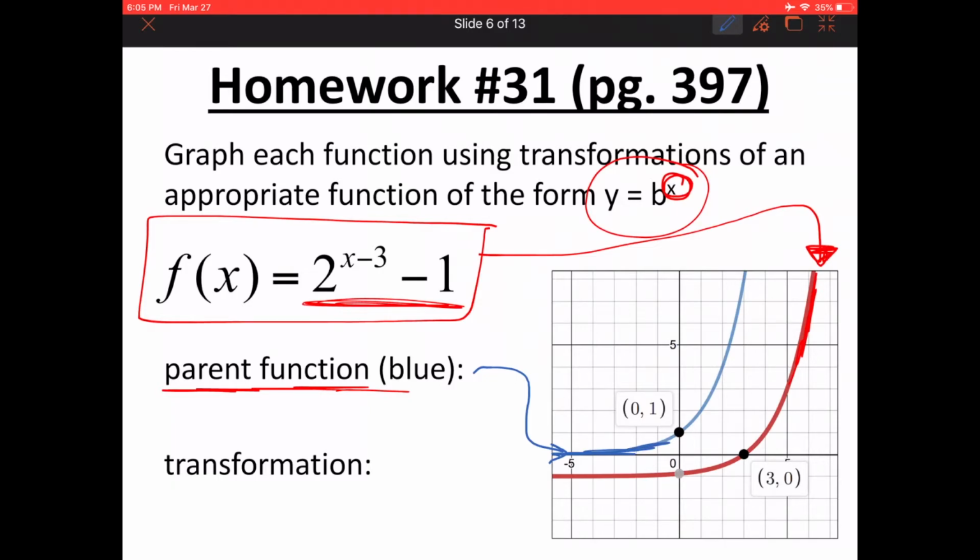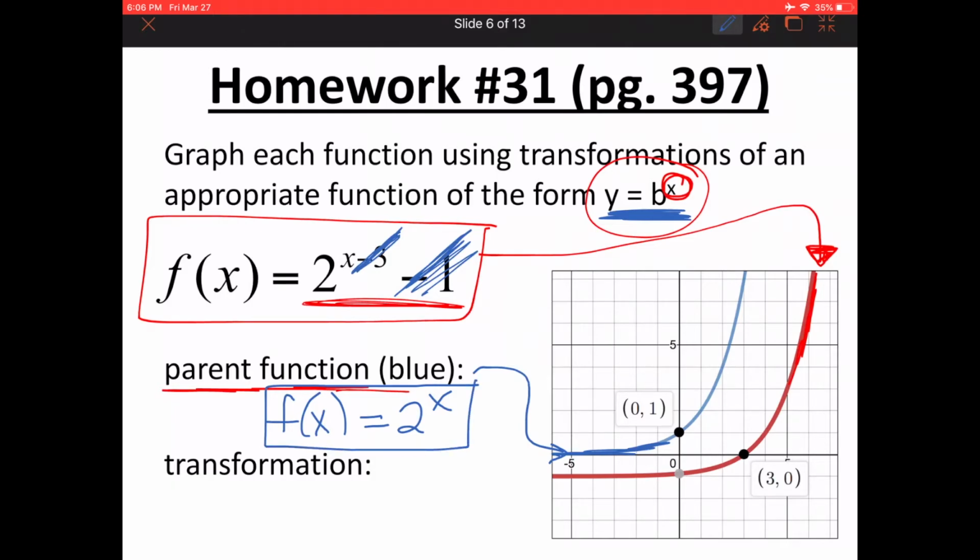So what you want to do is strip away anything that is unnecessary. Look at the original function, what it should look like. Just y equals b to the x. So let's strip away this minus 1. Let's get rid of this minus 3. And my parent function would just be f of x equals 2 to the power of x. So this would be the first part of your answer. And if you put that into your calculator, again, you'll end up with this graph of this blue curve here.